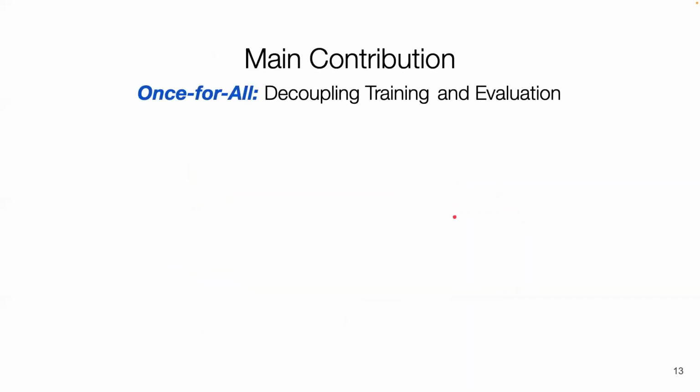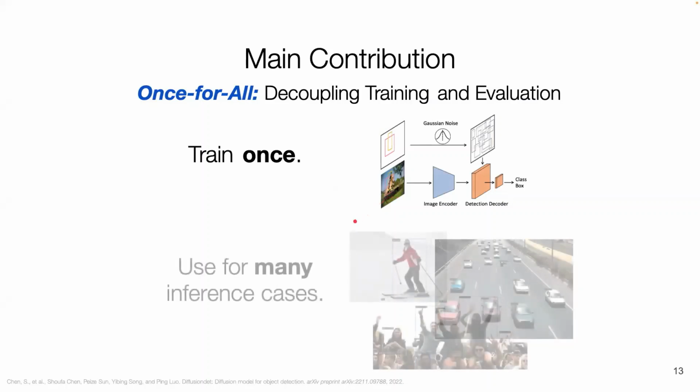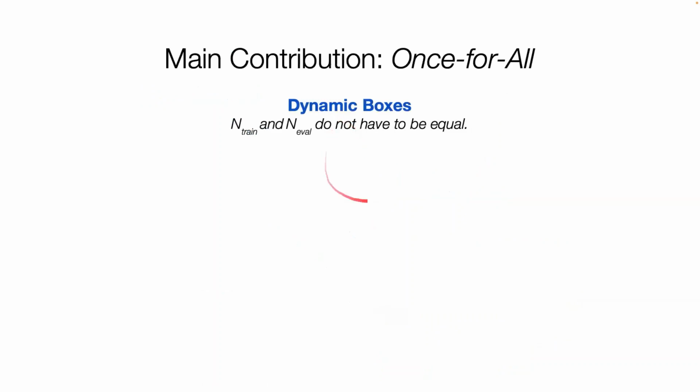So the main contribution that DiffusionDet has to object detection in general is this idea of once-for-all training. This decouples training and evaluation. So what does this mean? This means that we can train the model once and apply it for many different inference cases, providing flexibility depending on if you want to prioritize inference time or your model's performance. So the first aspect of this once-for-all training is the idea of dynamic boxes.